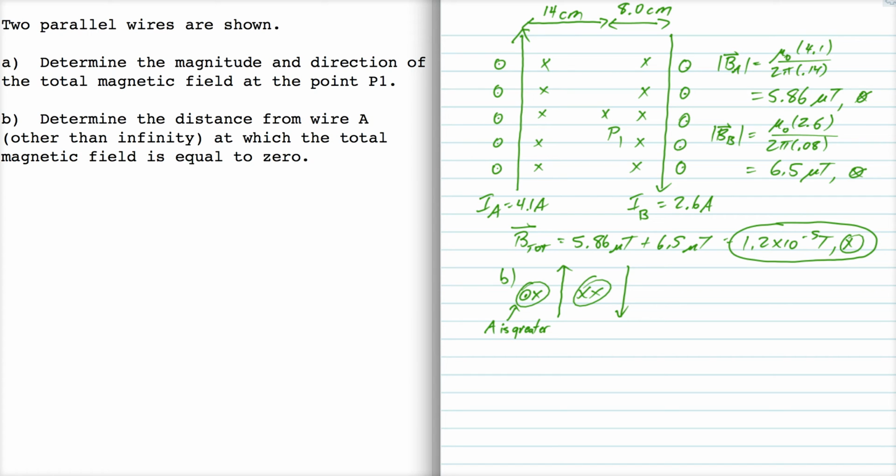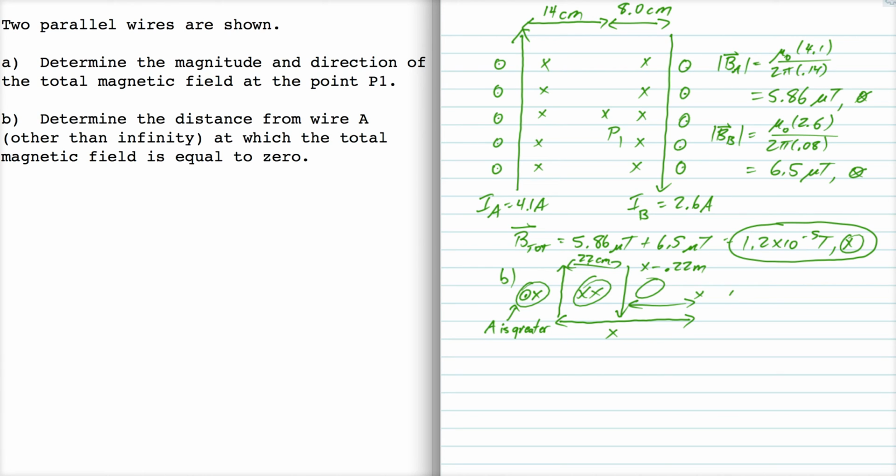Whether you're closer to A or further from A, you're always going to be closer to wire A than you are to wire B, and the current in wire A is greater, so the magnetic field contribution due to wire A is always going to be greater on this side. So you have to be over here somewhere. We'll say that this distance to our point is x, and then this distance will be x minus 0.22 meters, because the separation between the wires is 22 centimeters. So if we add 22 plus x minus 22, that equals x.